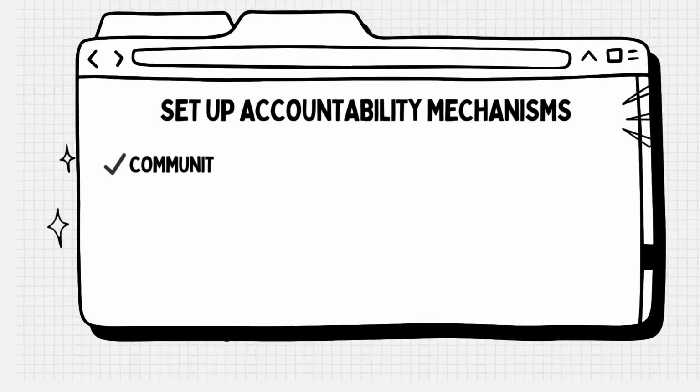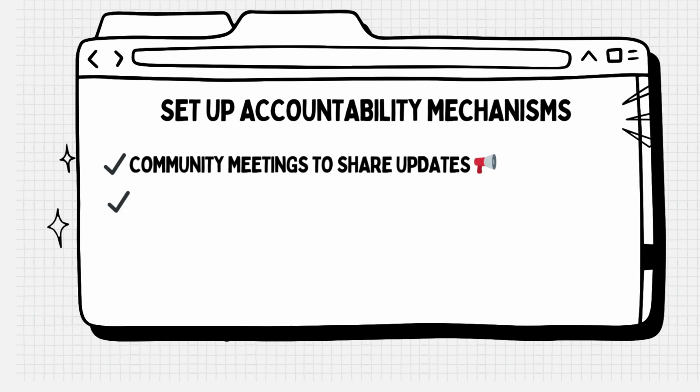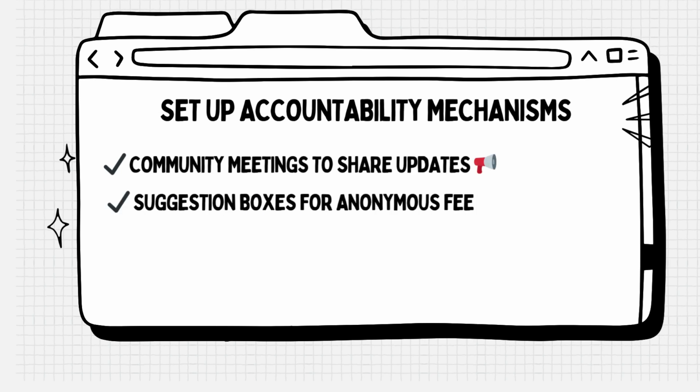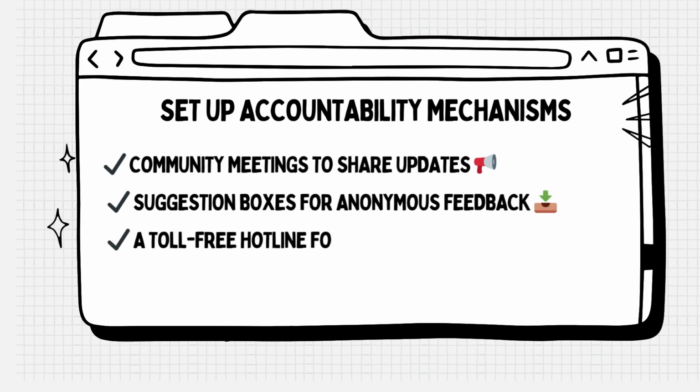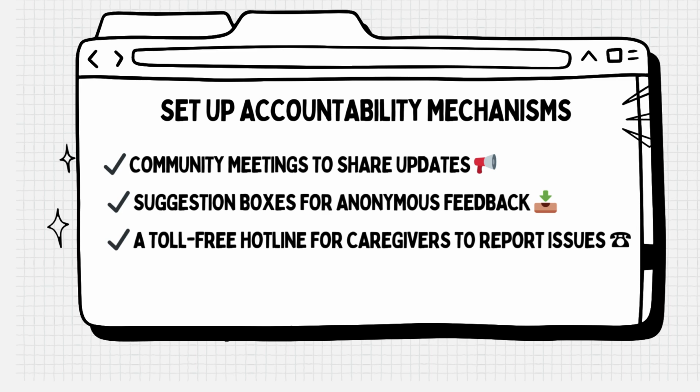A MEAL system isn't just about data, it's about accountability. The community's voice matters. Strategies for accountability in this scenario: community meetings to share updates, suggestion boxes for anonymous feedback, a toll-free hotline for caregivers to report issues. By listening to the people we serve, we can ensure the project is truly making a difference.